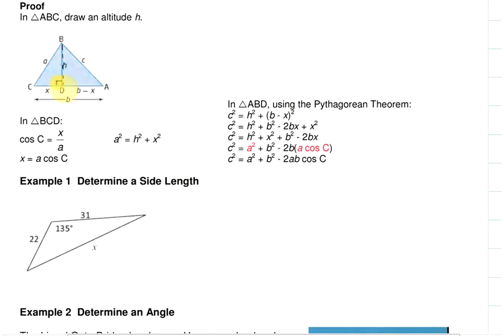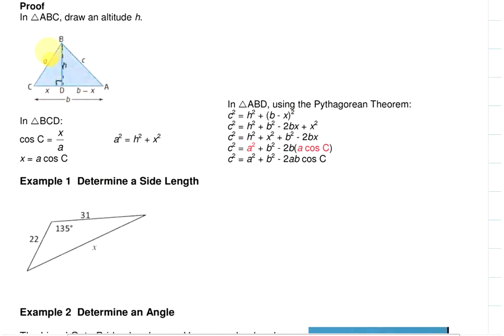Okay, and notice that opposite angle A is side A, opposite angle B is side B, and opposite angle C is side C. And by drawing in the altitude, we have two triangles. We've got BCD and we have BAD. We're going to have to relabel the base, or the bottom of our triangle.